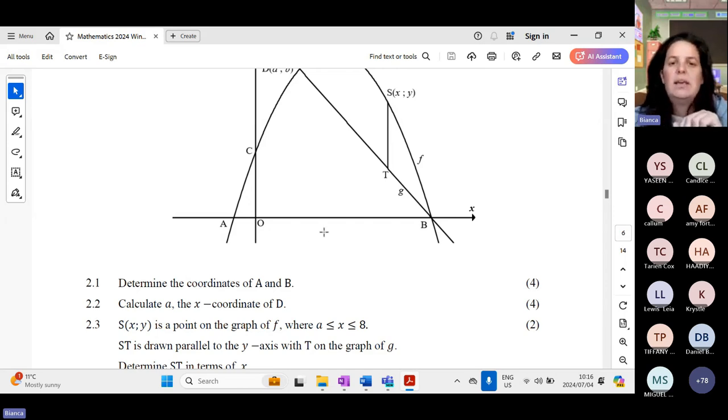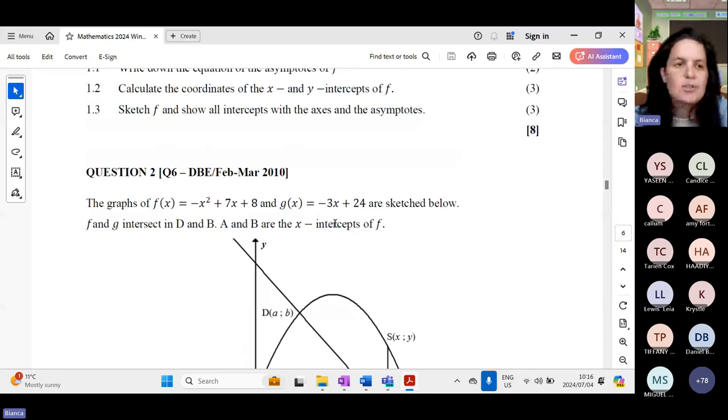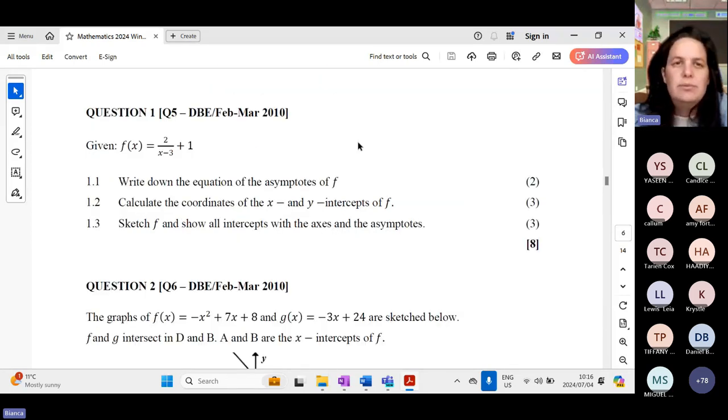And yeah, okay, so for grade 12, let me just check that everything's working here before I start. My camera's on, my mic is on, my screen is sharing.